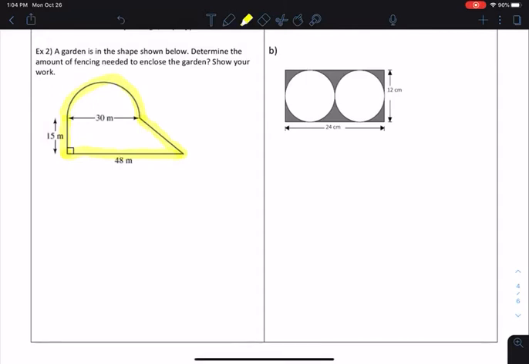Let's start with the semicircle. We just did one of those, so I'm going to use C equals pi d divided by 2 because it's half a circle. In this case, 3.14 times 30 divided by 2. Type that into my calculator and we get 47.1 meters, and I'll write that right on my picture. 47.1 meters is this part here.